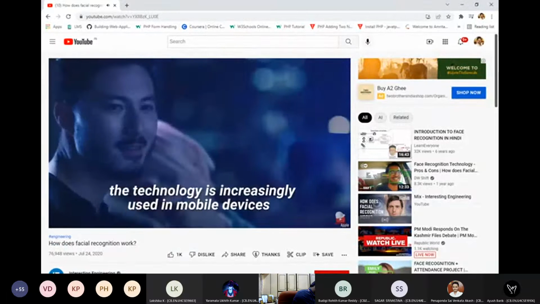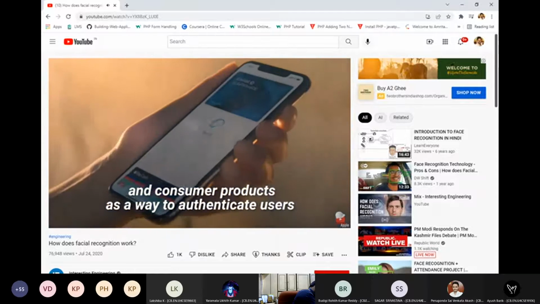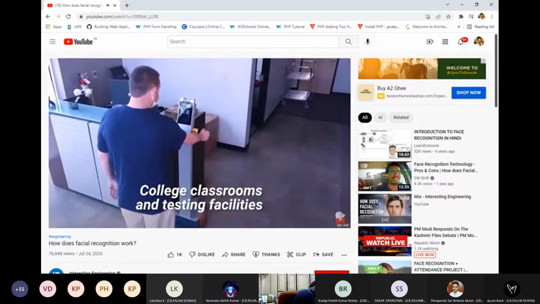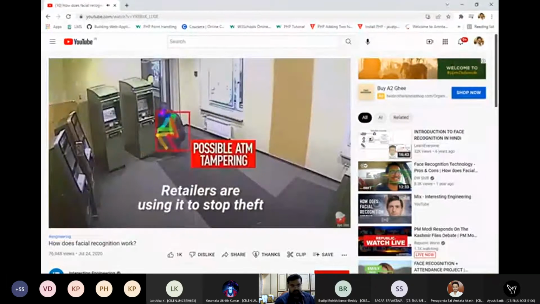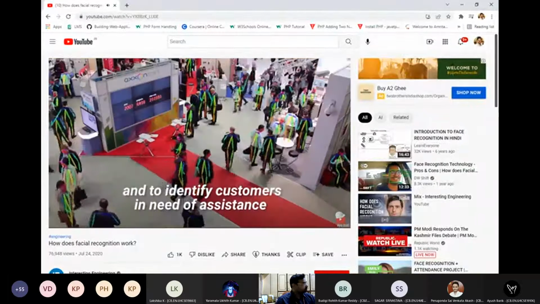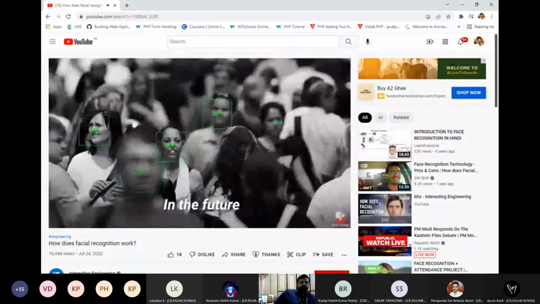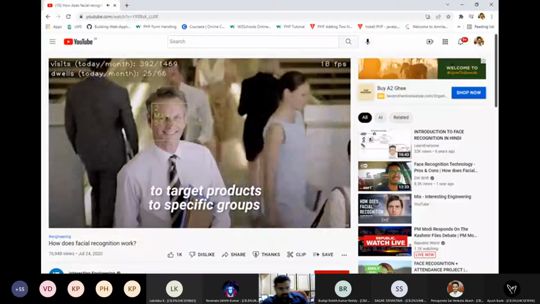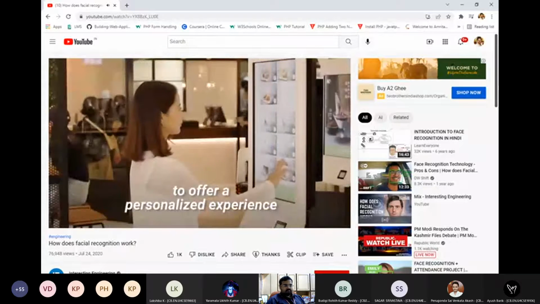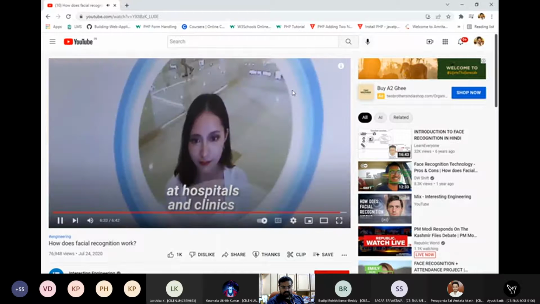Despite all this, the technology is increasingly used in mobile devices and consumer products as a way to authenticate users. College classrooms and testing facilities are using it to take attendance and prevent cheating. Retailers are using it to stop theft and to identify customers in need of assistance. And some automotive manufacturers are developing ways to use the technology in place of car keys. In the future, facial recognition can also be used to target products to specific groups by gender or age, to offer a personalized experience to restaurant customers, or to boost patient care at hospitals and clinics.